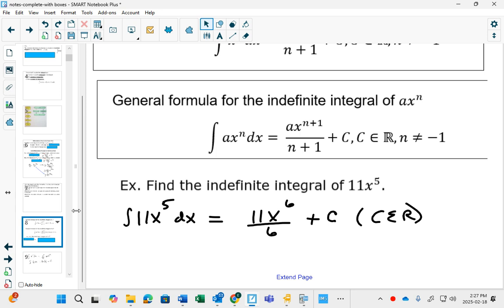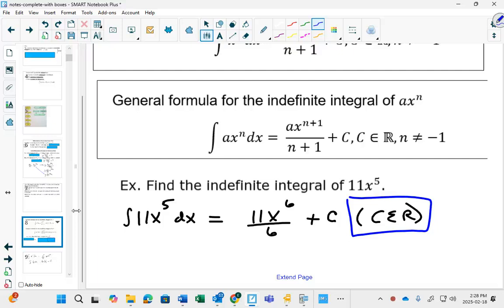I'm pretty sure on the exam, if you just do plus C, people kind of understand that you mean everything. You don't define that C can be any real number. I'm not gonna get super fussy about that on your tests. I'll double check for your exam if they're fussy about that.